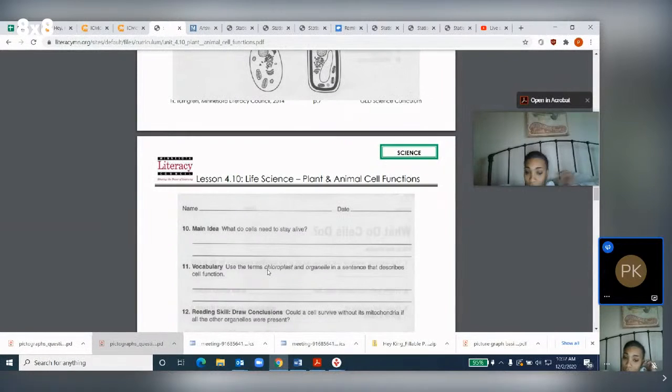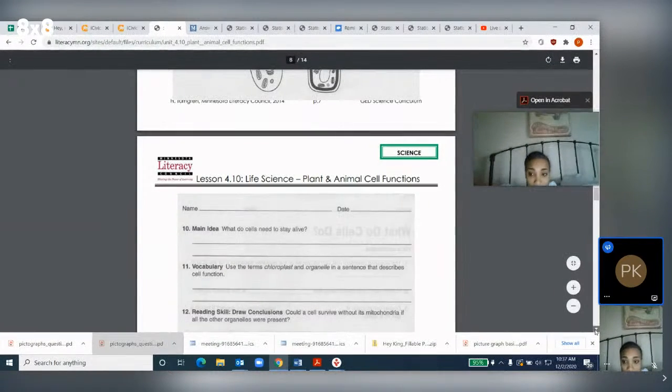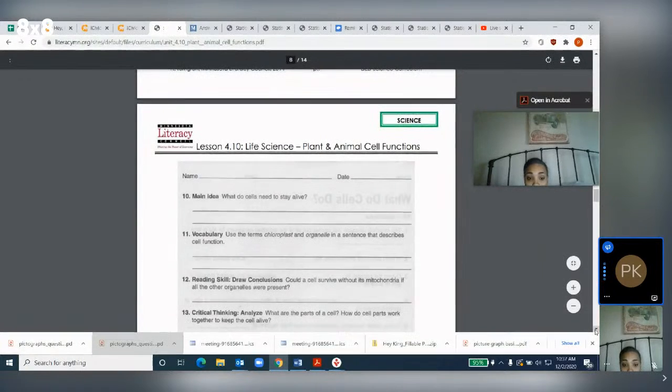Okay, 12. Could a cell survive without its mitochondria if all the other organelles were present? No, because the mitochondria provides energy. So, and all cells need energy. 13, it says, what are the parts of the cell and how do cell parts work together to keep the cell alive? Well, cell membrane lets materials in and out and keeps the cell together. The nucleus directs all cell activities, and the cytoplasm surrounds the nucleus and the organelles.